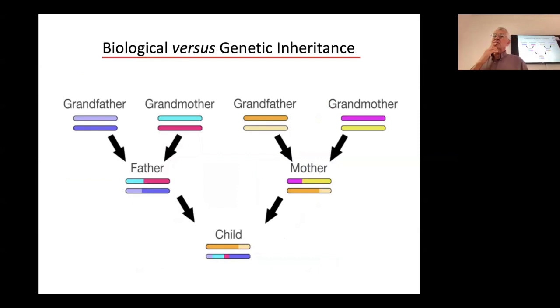But that gives rise to the fact that your biological inheritance is different than your genetic inheritance. Meaning you have a great grandfather perhaps, who really was your great grandfather, and yet you may have none of his DNA. So how is that possible? Let's look at just a single chromosome.